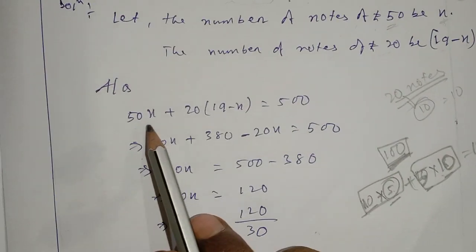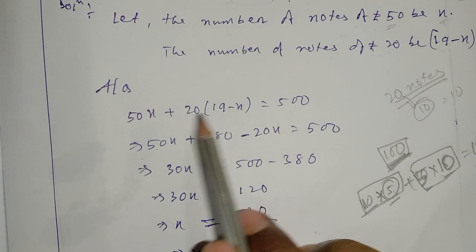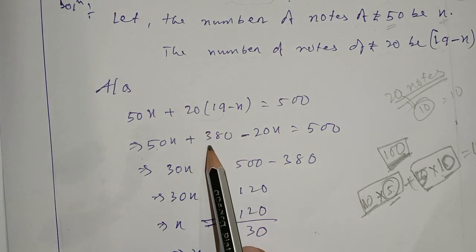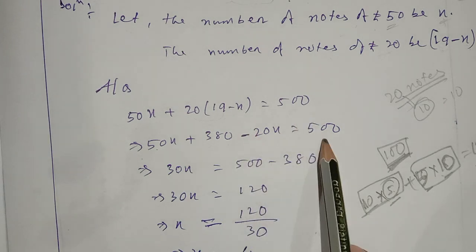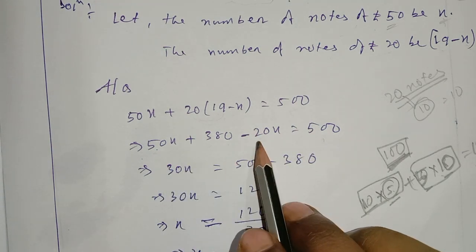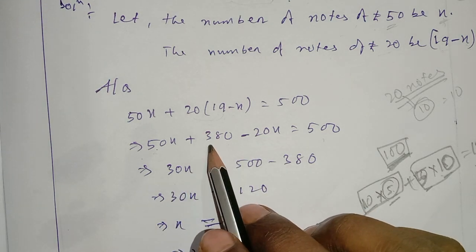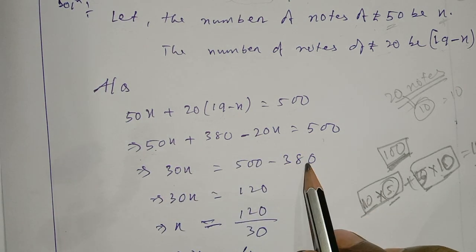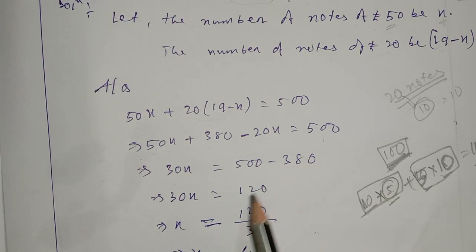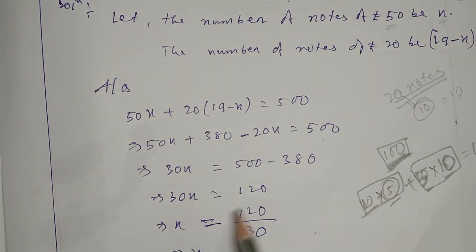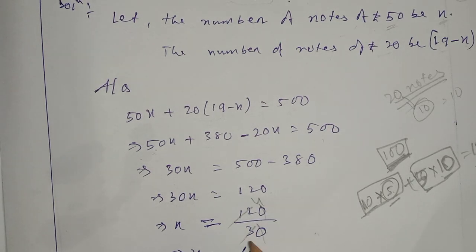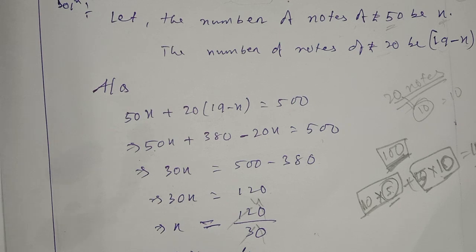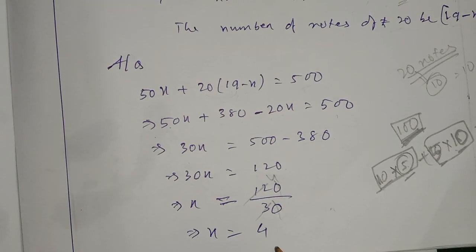Okay, now according to the question, 50x plus 20 into 19 is 380. Again 20 into minus x means minus 20x, equal to 500. Now 50x minus 20x is 30x. This plus 380 goes to the other side and becomes minus, so 500 minus 380 is 120. Then 30x equals 120. Now 30 goes to this side and divides. Dividing, 0 and 0 cancel, 3 cancels, 12 divided by 3 is 4. So x value is 4.